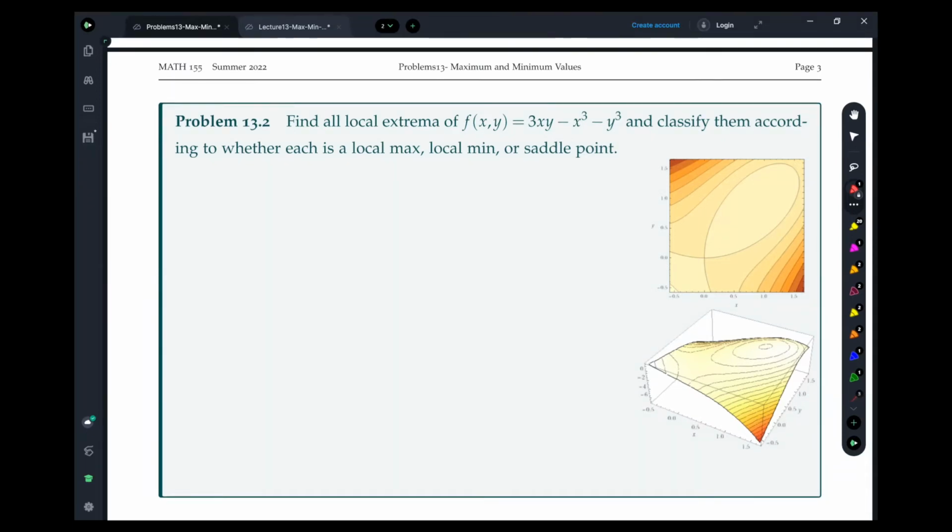Okay, can I just check who's found the critical points? Show of hands. Okay, a couple. Who's found the partial derivatives first of all? Okay, good. So let's just check everyone's on the same page here. So we have f sub x, the partial with respect to x, is going to be 3y minus 3x squared. And the partial with respect to y is going to be 3x minus 3y squared. Is that what everyone got? Good, okay.